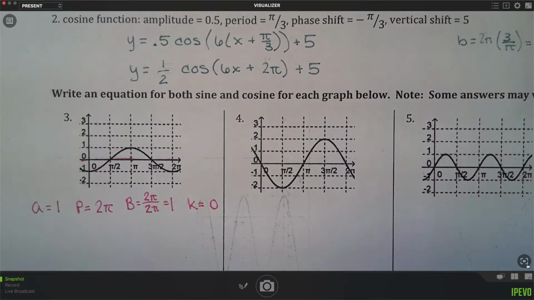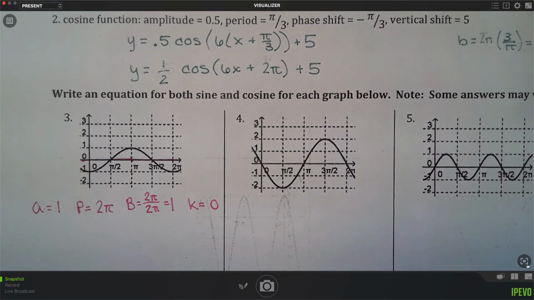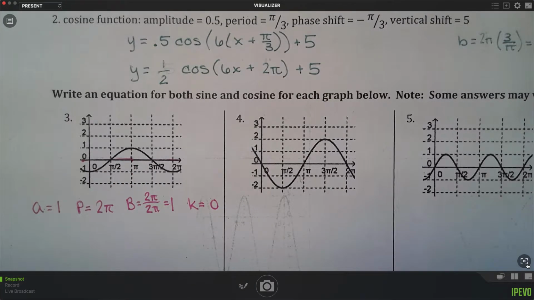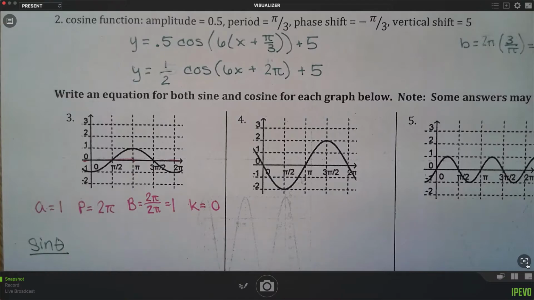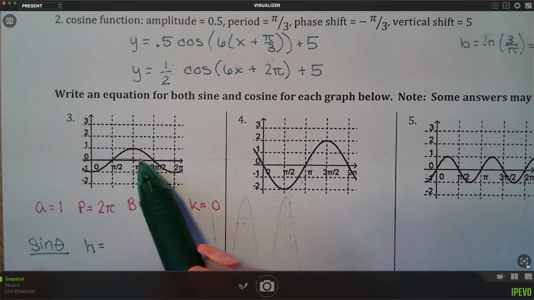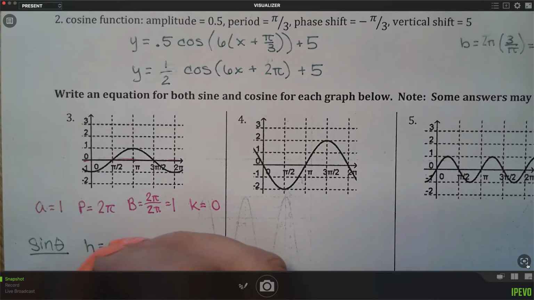So that's what I would expect on your paper. And then I would expect you to... I always do sine first. Some people look at it and say, oh, that looks like a cosine curve, so they do it first. I just always do sine first and cosine second. That's how I do it. I don't care which order you do it in, but you have to label it. So what I do is I go sine of theta, and I do H. Okay, so sine normally starts at the axis, yes? So it starts where? Pi over 2. So H is pi over 2.